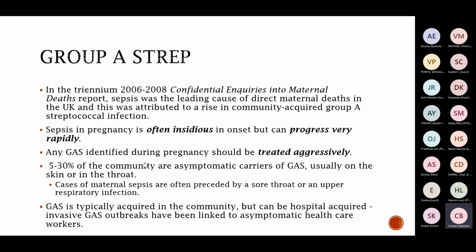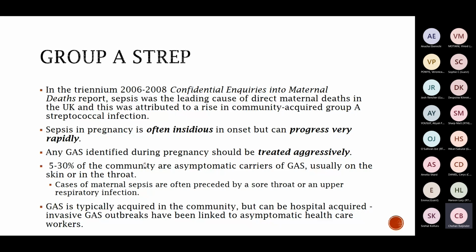In the community, 5 to 30% are asymptomatic carriers, usually on the skin or their throat. And usually maternal sepsis is preceded by sore throat or an URTI. So what's really important is to ask about family members, especially if they've got snotty, grotty kids at nursery and things, because that would make you think about group A strep sooner, as opposed to if you don't ask. And as I said, it can be hospital acquired, and there can be outbreaks within hospital as well.